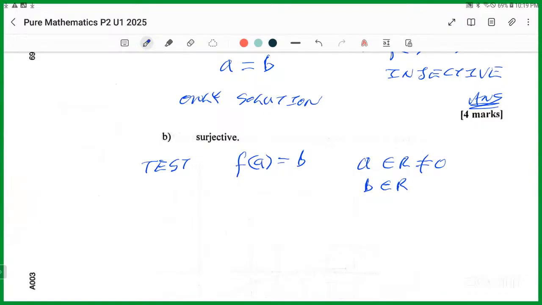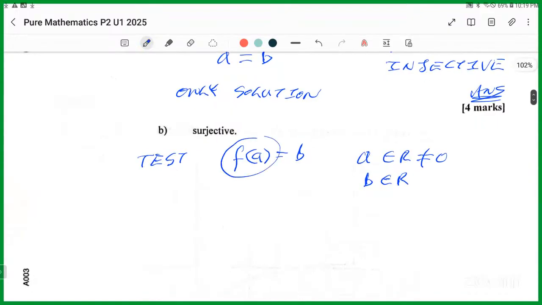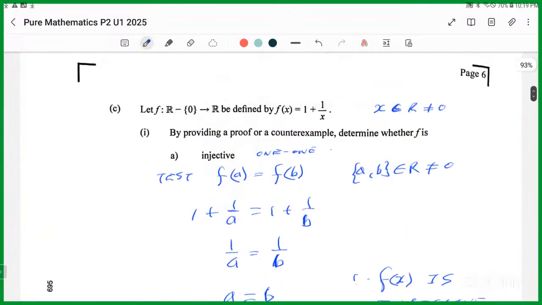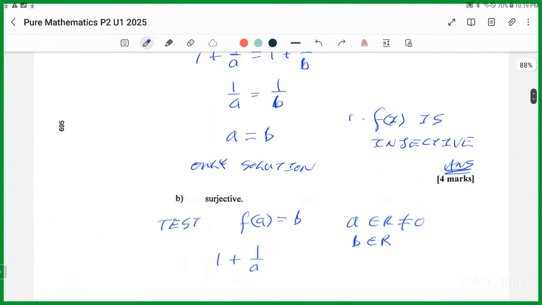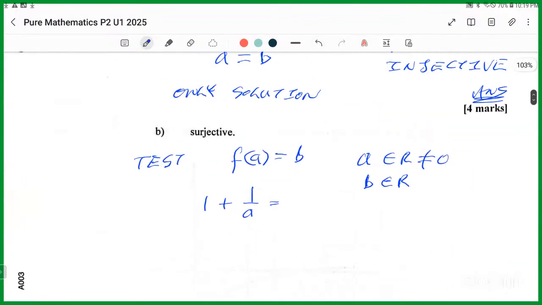All right. So what will be the f of A in this case? F of A will be 1 plus 1 over A. That is equal to 1 plus 1 over x, the function, and that is equal to B. So the method now is to make A the subject and then try values to see if there are any values of B that will create something inconsistent with this condition. A has to be real, cannot be zero.